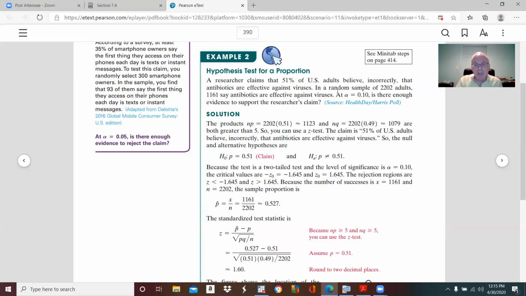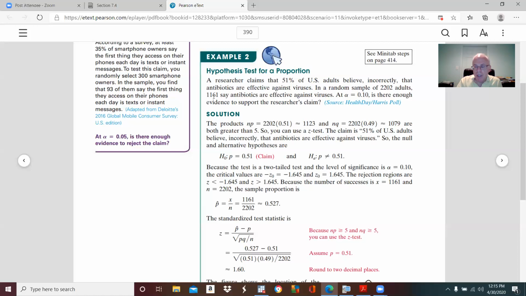case here. What they give you is the sample size, and the number of people who said that they believe antibiotics are effective against viruses. So either you believe it or you don't. We could call this X, the number of successes, or the number of people saying yes to this question, which is 1161. But p hat is X divided by n. So the fact that they have 1161 here, do not be fooled.